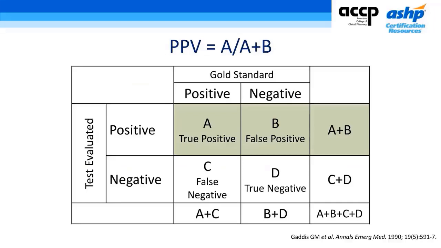Calculate the positive predictive value. I kind of already alluded to this when we were populating our 2x2 table. So it is the true positive rate over all of the positives. So the total of true positives plus false positives.